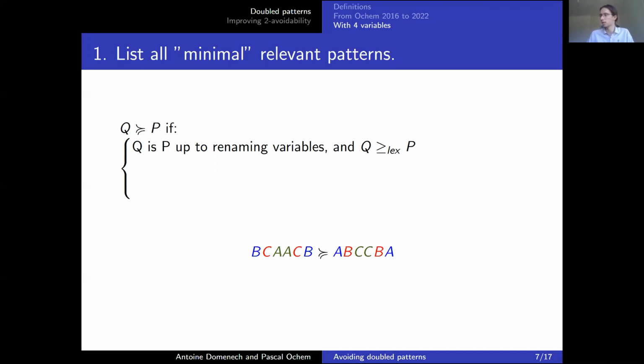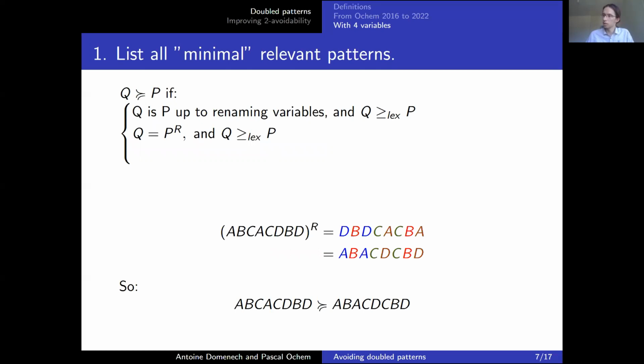You can see it with the colors. And so we will only study the one on the right because it's lexicographically smaller. That's the first condition. Then another condition will be if a pattern is the reverse of another. The reverse of a pattern is just taking the same pattern but in reverse order. So if you have ABC, the reverse pattern will be CBA.